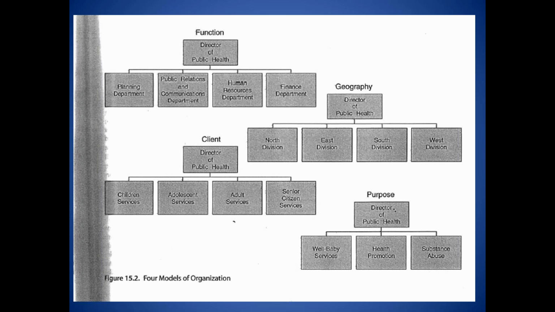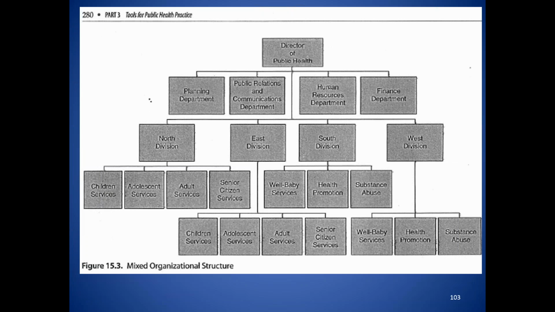And then finally, the last organization example I have is organizing around a purpose. Rather than the specific client, it's a specific service that you're providing in terms of purpose, such as well baby, health promotion, substance abuse. Typically, that's an oversimplified model for how an organization is going to work, but we can start with that. What we often end up with is something that looks more like this, which is a mix of those various models. So you can see the northern division of this department is organized in a different way than the southern division. That may be based on the demographics of the population. Some things are centralized at the top of the page, and we can have a variety of organizations that are designed to most efficiently achieve the desired outcomes of the organization.